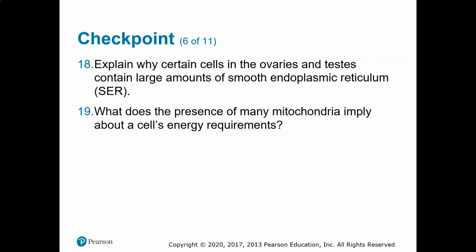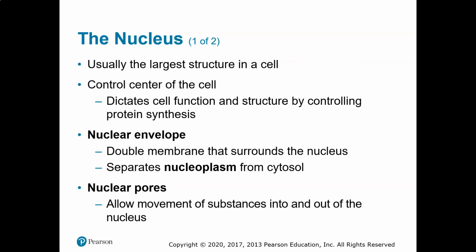And I'm going to skip these checkpoint questions because we're already on part 5, and that's enough. So the nucleus is usually the largest structure in the cell. It's the control center. It controls protein synthesis because it contains the DNA. It contains the DNA in a form called chromatin.